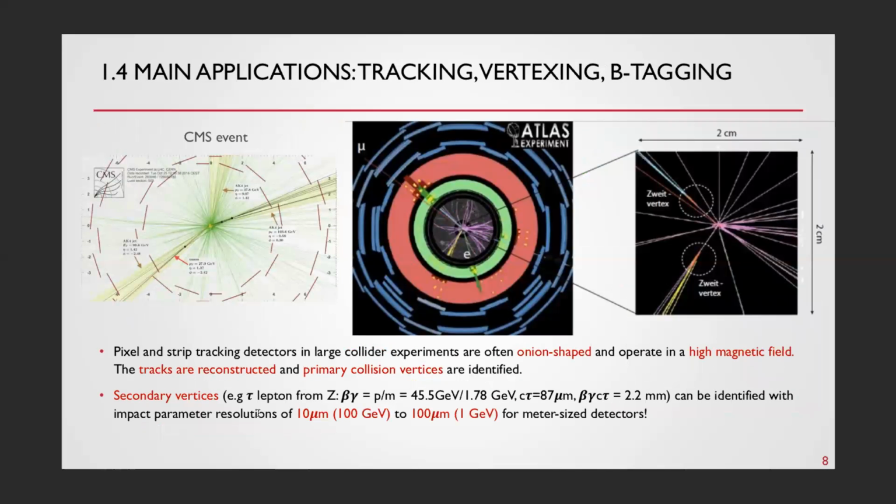And look at some pictures. The event to the left is taken from CMS. The event in the middle is taken from the ATLAS experiment. You nicely see the primary vertex and two decay vertices. The pixel and strip detectors in these large collider experiments are often onion shaped.